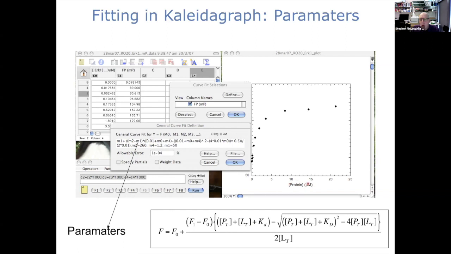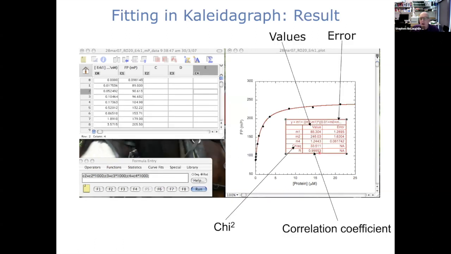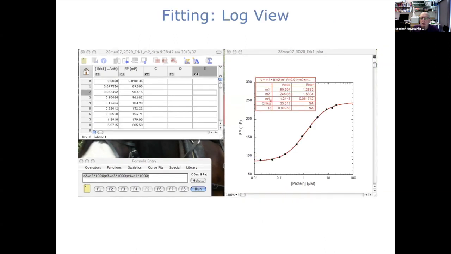We can put that in because we know what it is, using the right units for what we use the protein concentration as. And M naught is the x-axis. So we put that in, and then we'll get fitting out here. So this is the values and the errors and the chi-squared and the R squared. But you can see the value of fit. And we can look at the M and the x-axis, which is the log view.